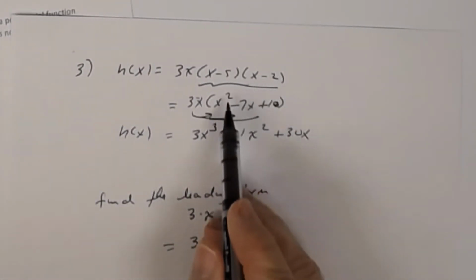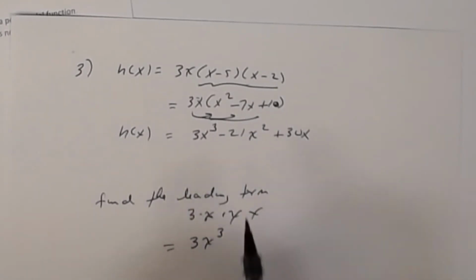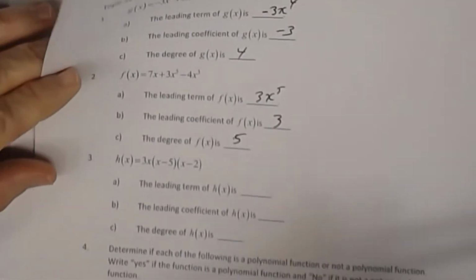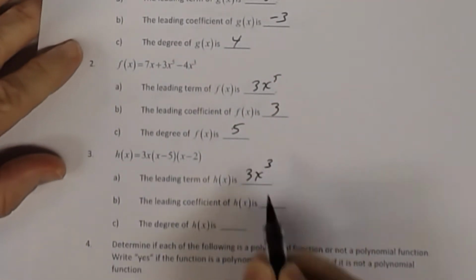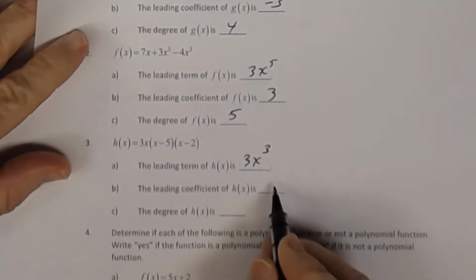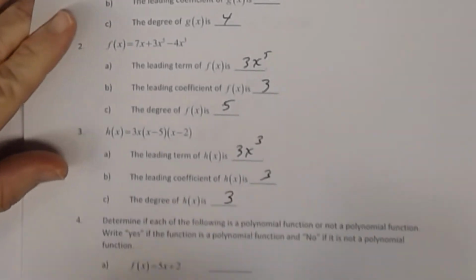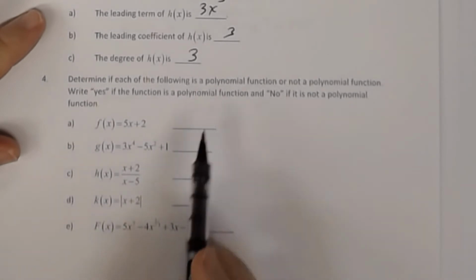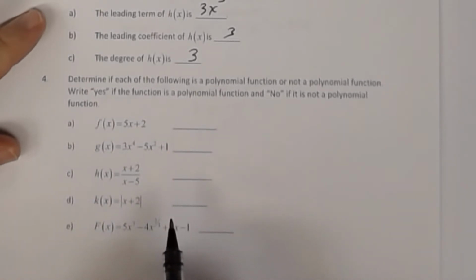Now this one was easy enough to multiply out, right? Okay, so in number 3, the leading term is 3x cubed, okay? The leading coefficient is 3, and the degree is 3. All right. Now in number 4, they just want to know if the following are polynomial functions or not, okay?